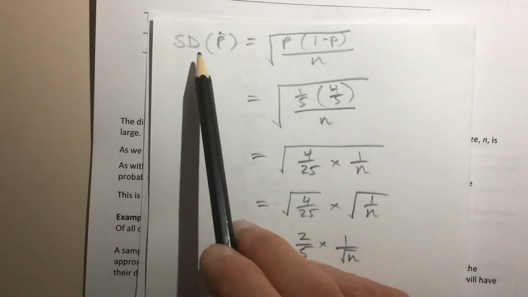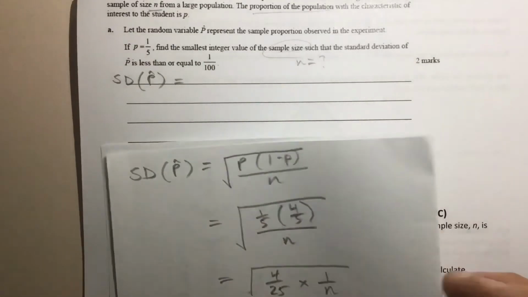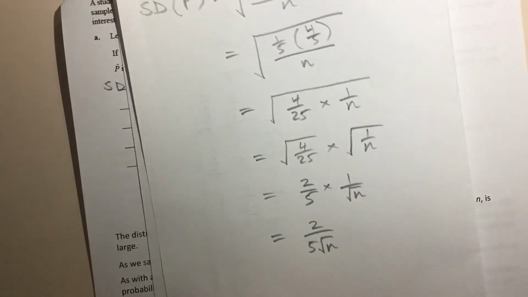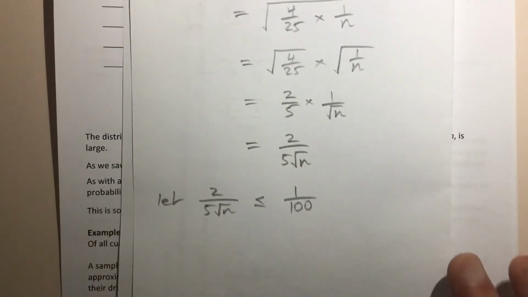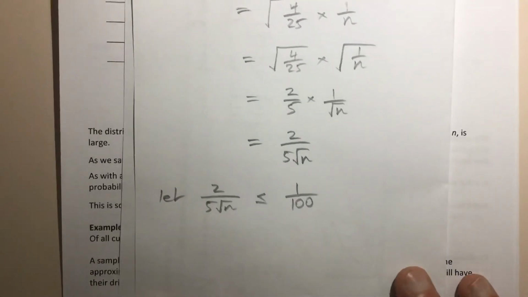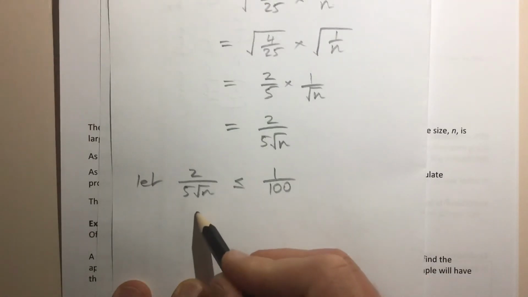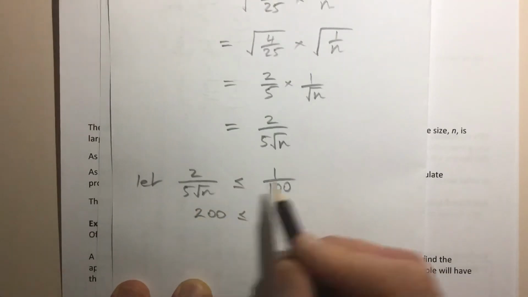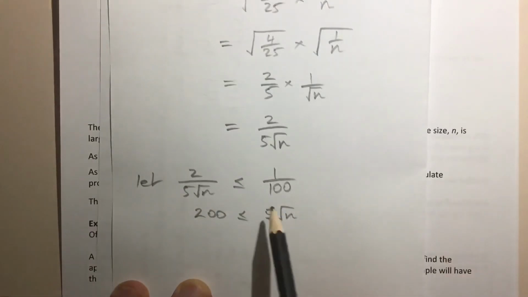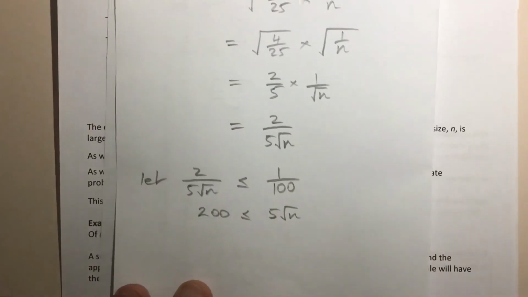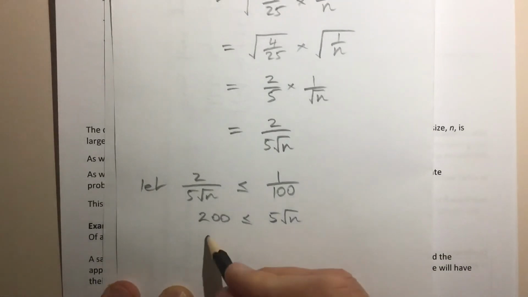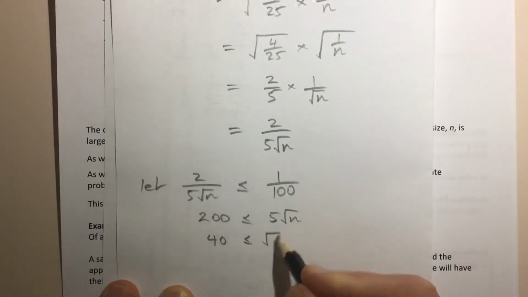Now, the question was saying that we want the standard deviation of the sample proportion to be less than or equal to 1/100. So let's let 2/(5 root n) be less than or equal to 1/100. This was actually a non-calculator question, so it gets a little bit tricky here. We're just going to solve this for n. Best bet, I think, would be to cross multiply and get 200 is less than or equal to 5 root n. That's just multiplying both sides by 100 and multiplying both sides by 5 root n. We can divide both sides by 5 and get 40 less than or equal to root n.